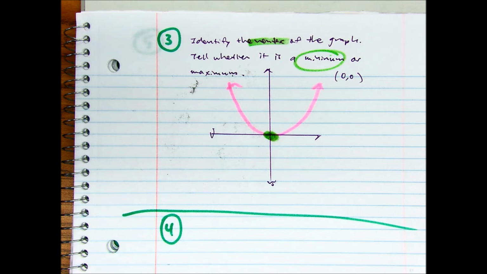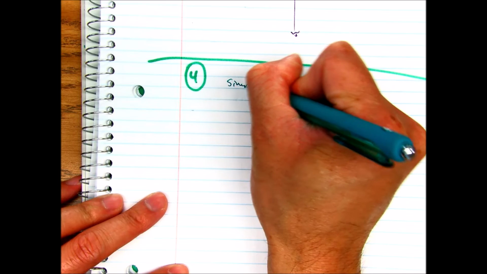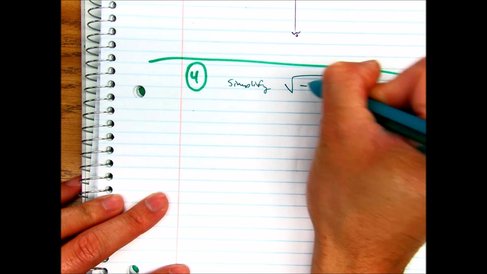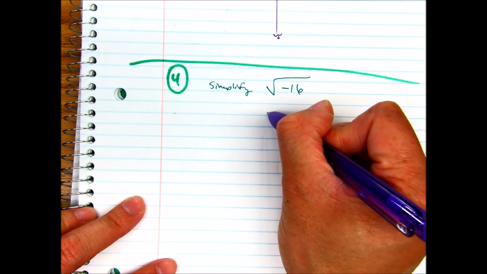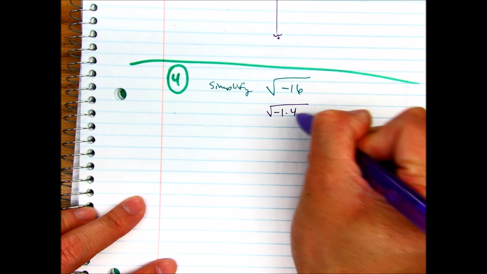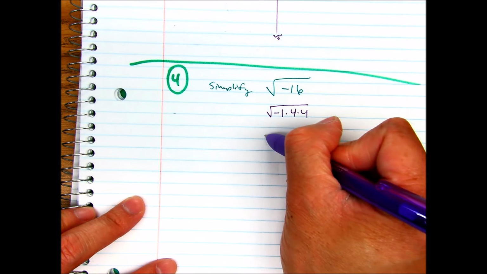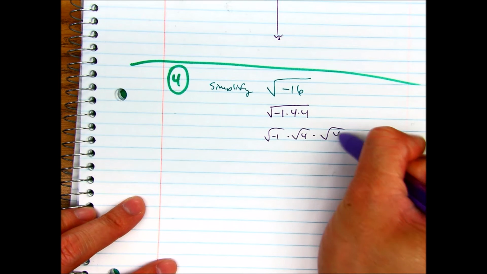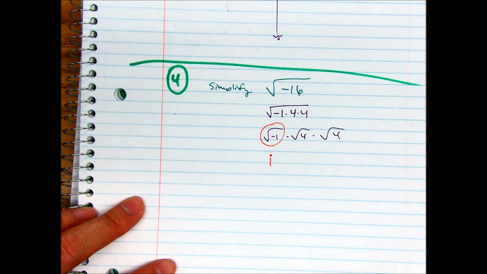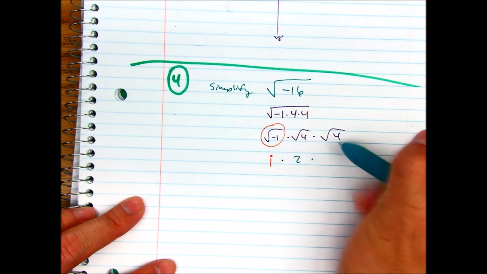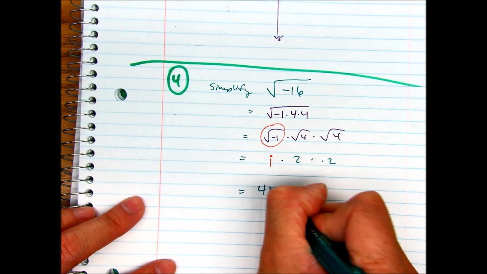Question number 4. Asks you to simplify the square root of negative 16. Class, what are the factors of negative 16? Negative 1 and 4 and 4. So you can think of this as square root of negative 1, square root of 4, square root of 4. The square root of negative 1 is i. Square root of 4 is 2. Square root of 4 is 2. So multiply those together and you get an answer of 4i.